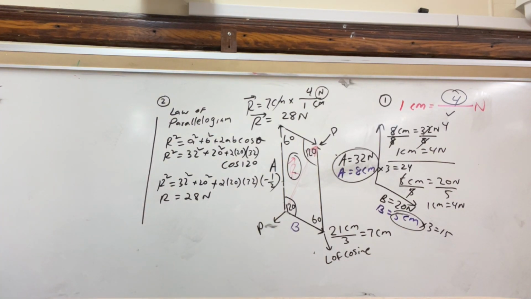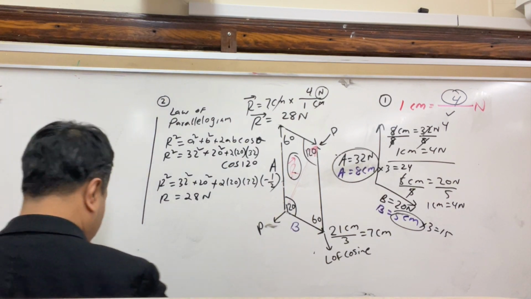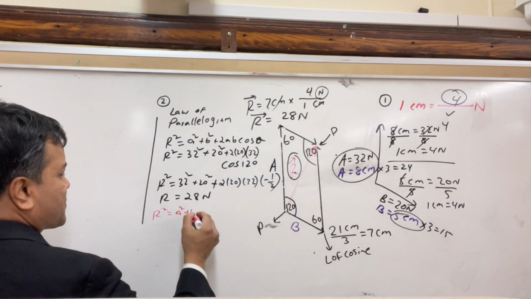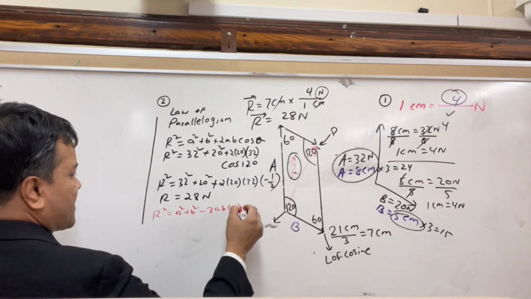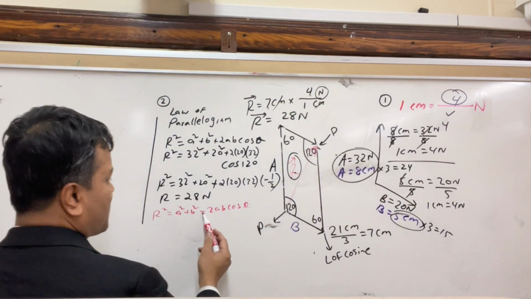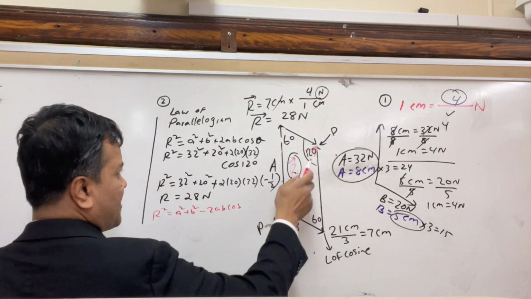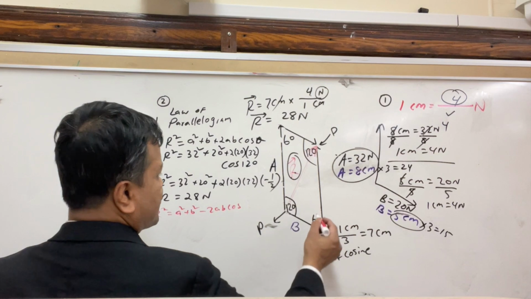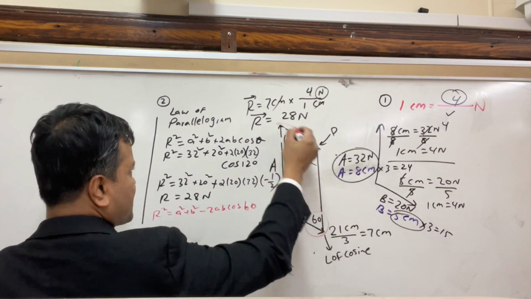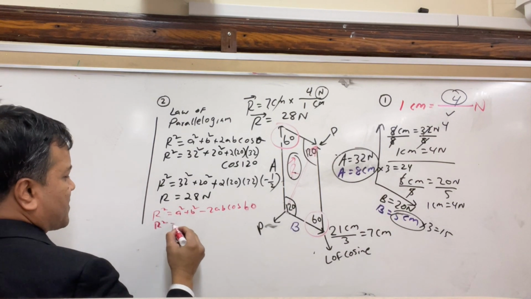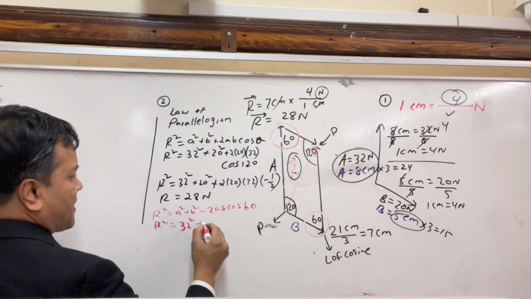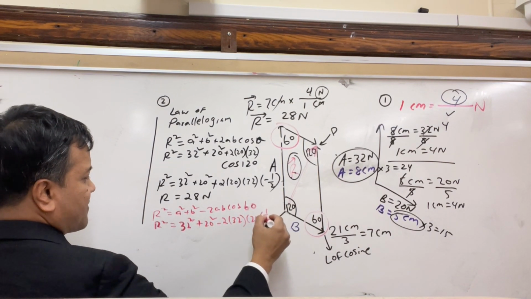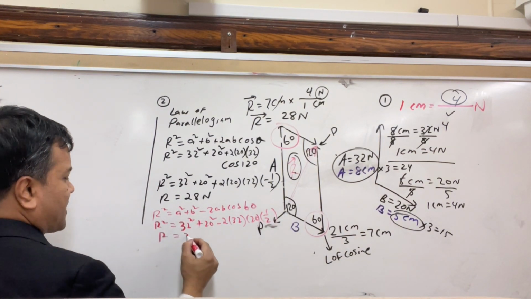Now we're going to use the law of cosine. Law of cosine would also be very easy. So now let's do it using another color. R squared is equal to a squared plus b squared minus 2ab cosine 30. Since you're using law of cosine, you have to use the head and tail method. Head and tail is what? 60. Head and tail is what? 60. All right, so R squared is equal to 32 squared plus 20 squared minus 2 times 32 times 20 times, and this is half. So R is 28 Newtons.